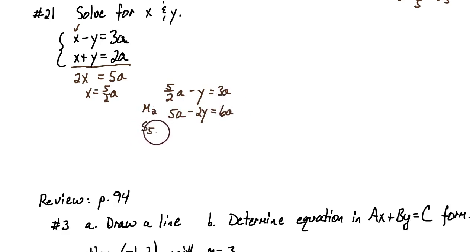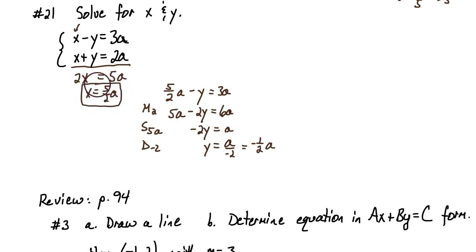Now subtract 5a from both sides. Negative 2y is equal to a. And divide by negative 2. Y is equal to a divided by negative 2, which is better known as negative 1/2 a. We have solved for x, and we have solved for y.